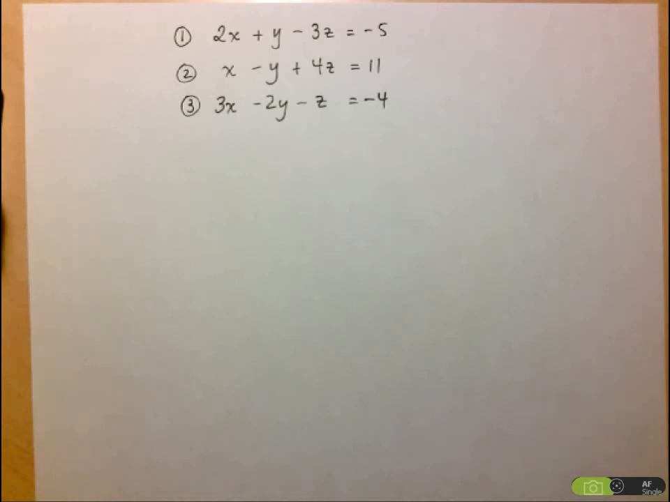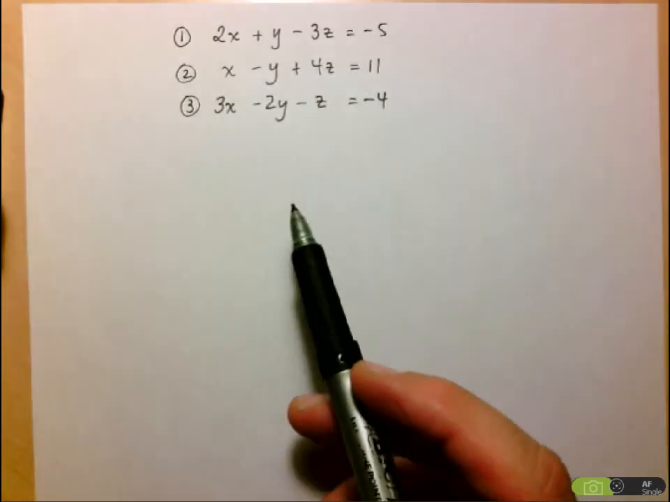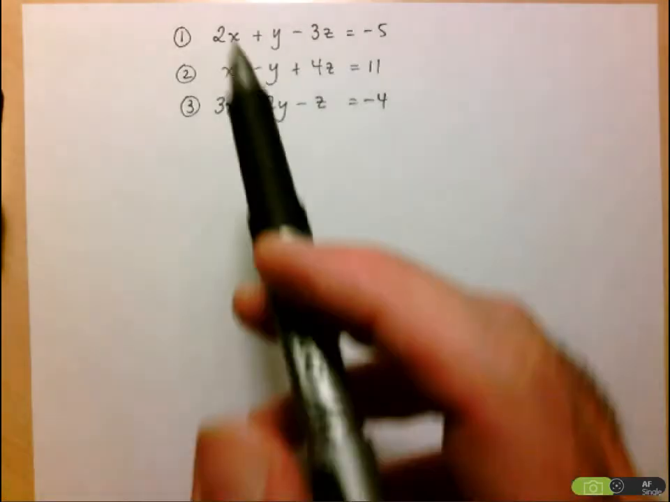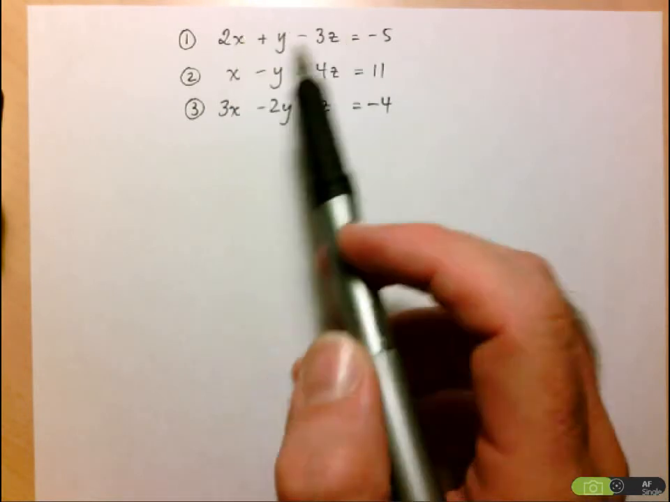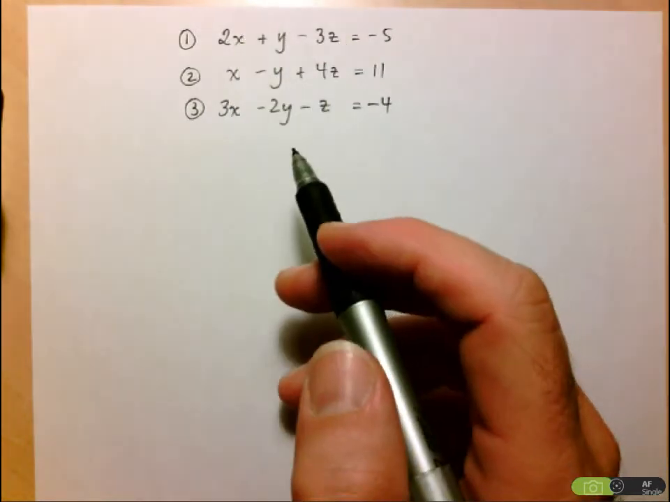Hi folks, this is the second lesson on solving three equations and three unknowns. So let's get to an example of such a system of equations. So here I've got three linear equations and three unknowns. Now remember, what makes an equation linear is the fact that the exponents on all the unknowns is 1.